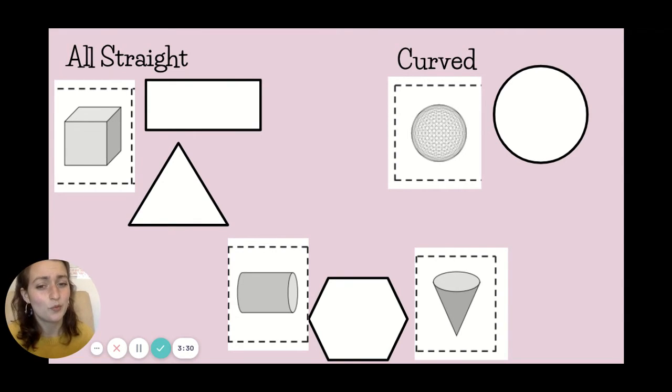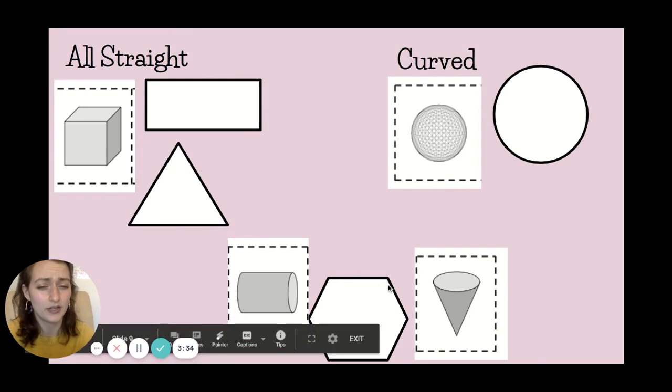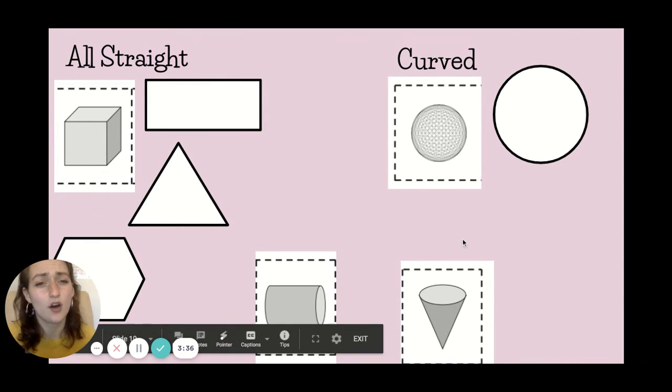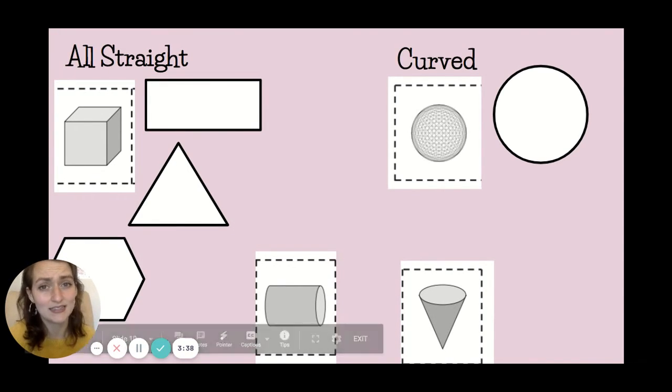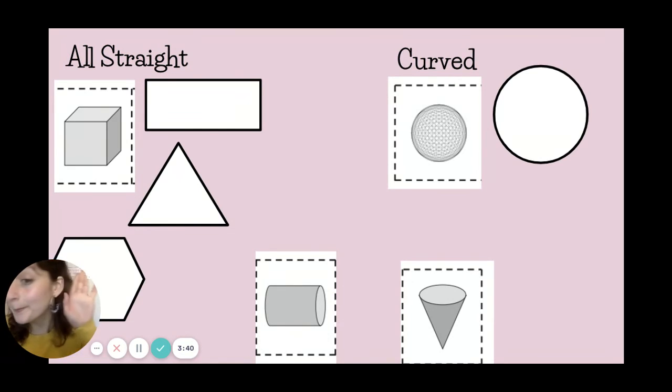The bottom ones down here look a little trickier. There's one that I think we all know. A hexagon also doesn't have any curved sides. We know that a hexagon has 6 sides. A hexagon has 6 sides, and they're all straight. So that means there are no curves.